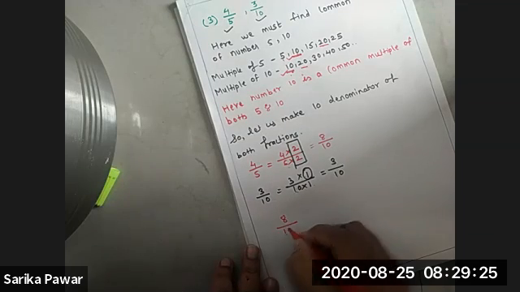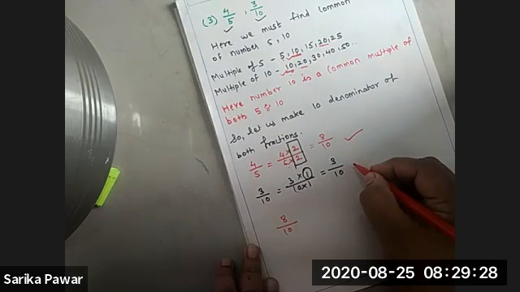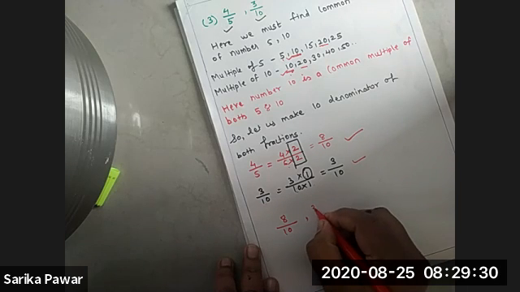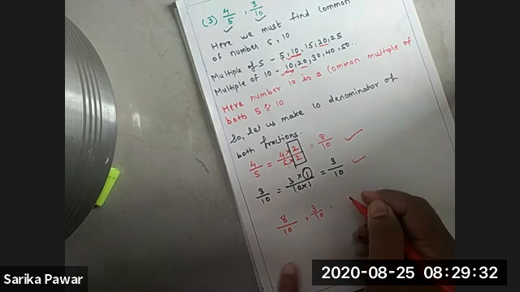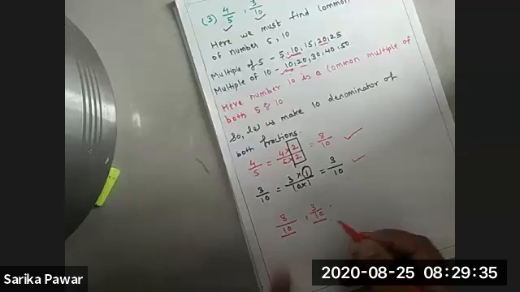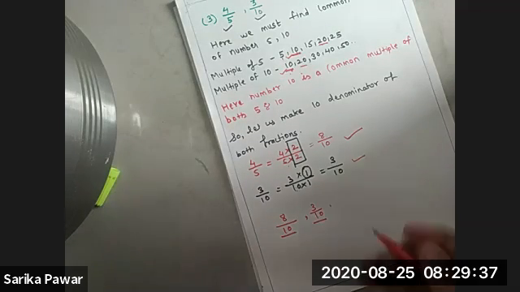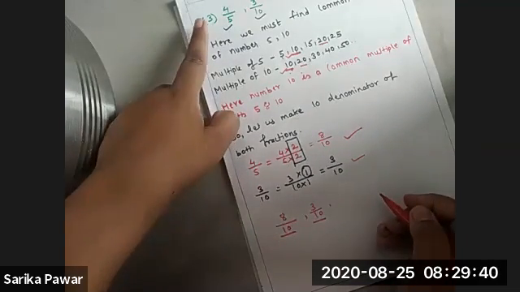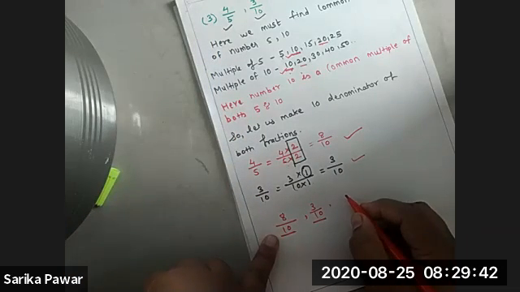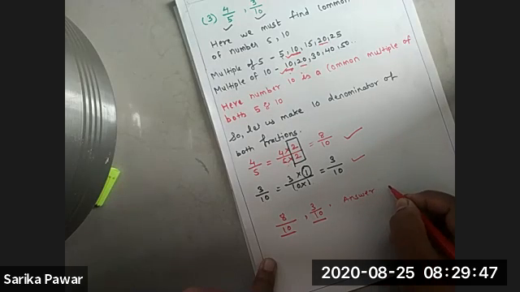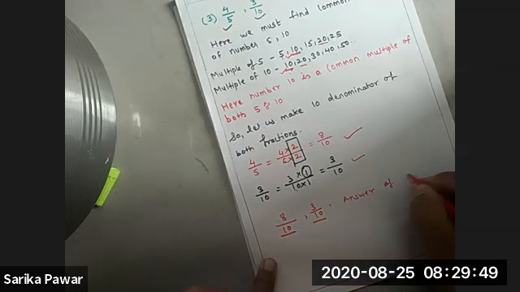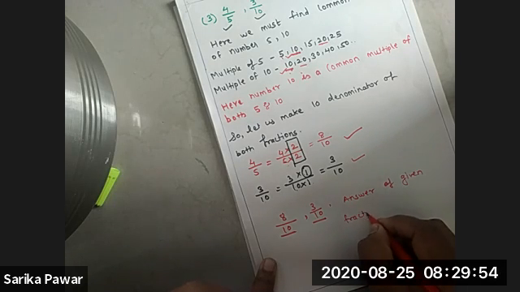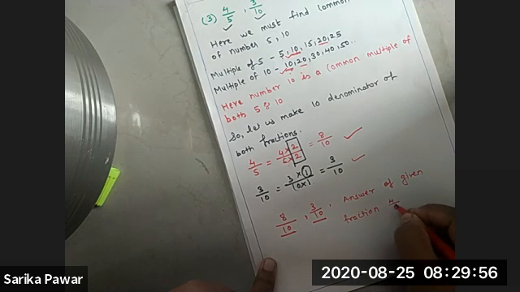8 upon 10 and 3 upon 10. So denominators are equal, that is number 10. So we converted the given fraction into the like fraction. So this is the answer of the given fraction. What is the given fraction? 4 upon 5 and 3 upon 10.